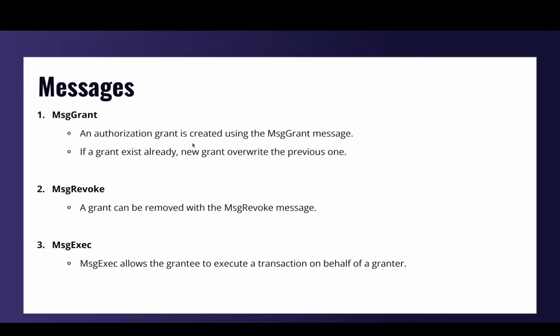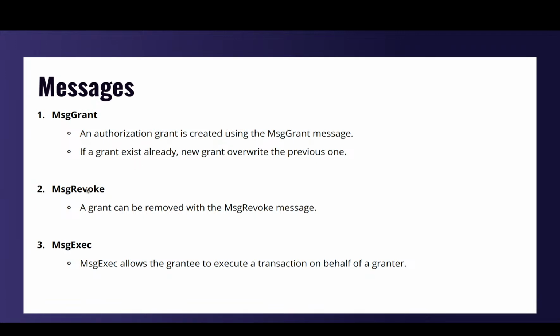And these are the messages that are available in the Authz module. First, MsgGrant. Using this message, we can give the Authz permission to another account. If we give MsgGrant multiple times, it will override the previous one. Let's say I am granting message send authorization to one account, and again I am doing the same. The previous authorization gets overridden by the next one.